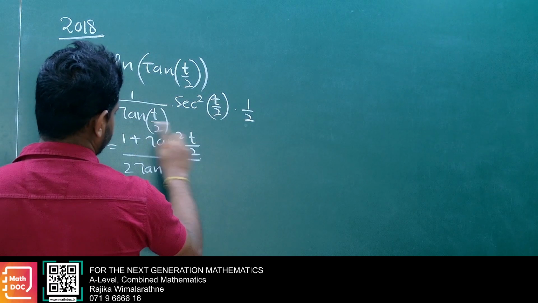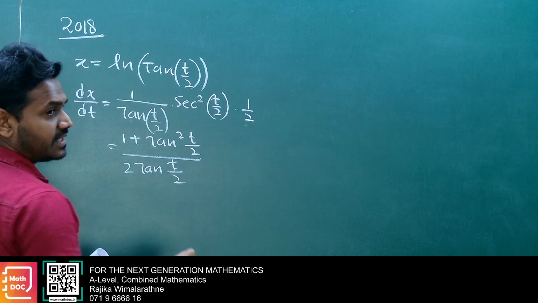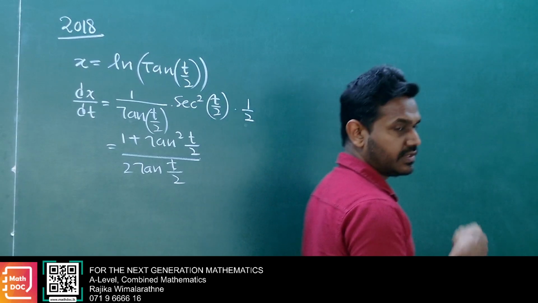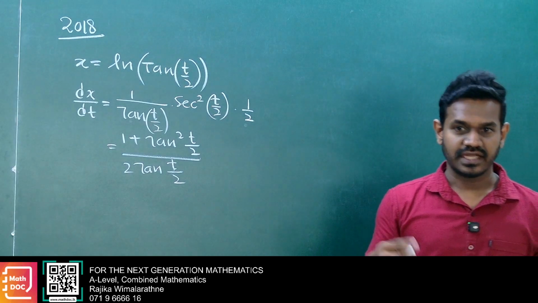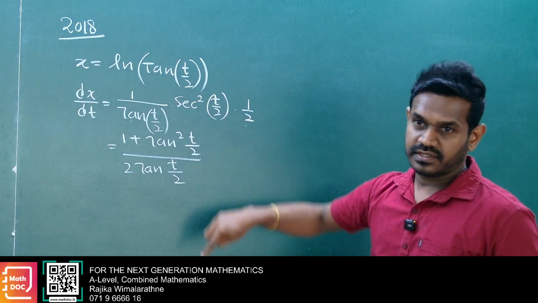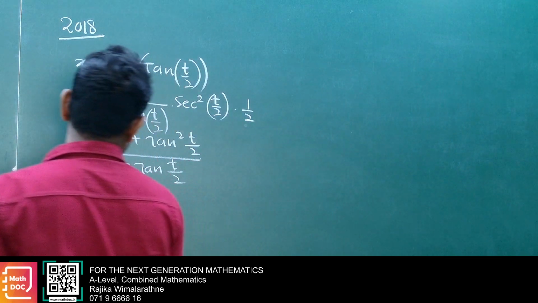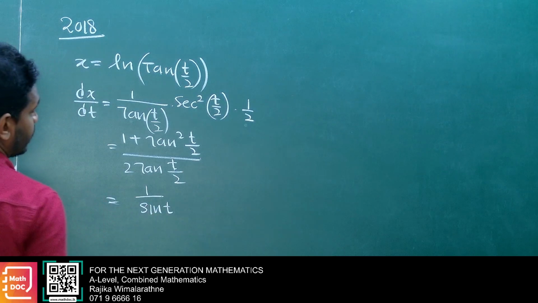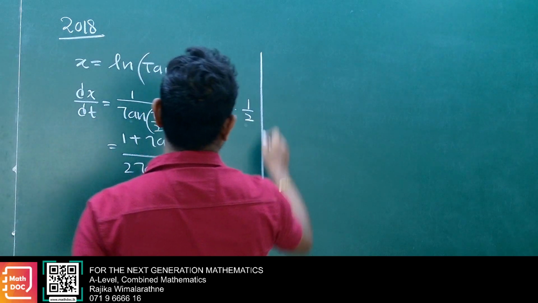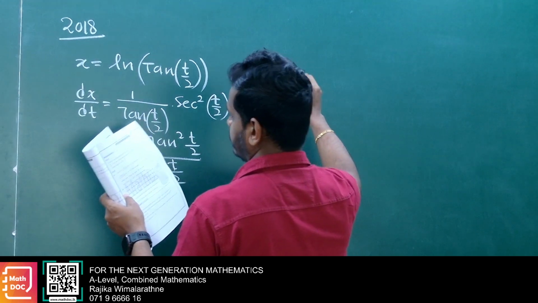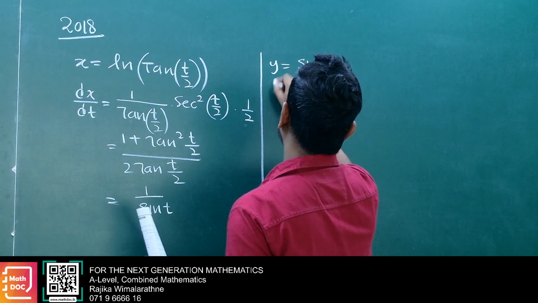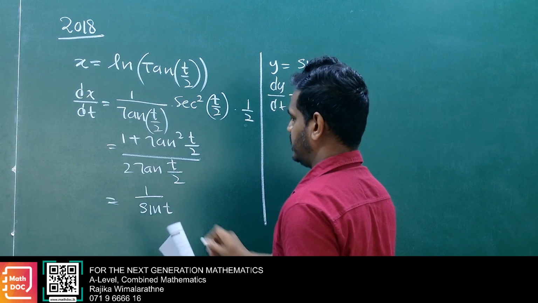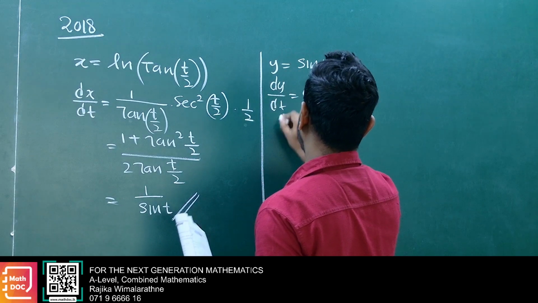Then this relation is very familiar from trigonometry: 2 tan theta over 1 plus tan squared theta is sin 2 theta. Then its reciprocal, so here we say 1 over sin t, since sin 2 theta over 2 means sin t. Then y equals sin t, so dy/dt is cos t. Then dx/dt and dy/dt are known.